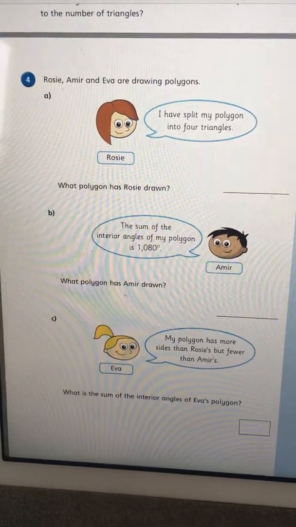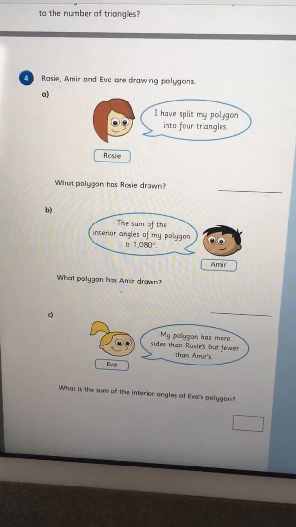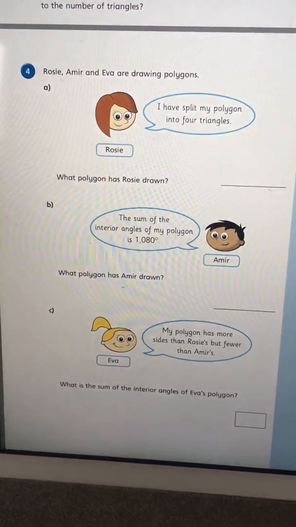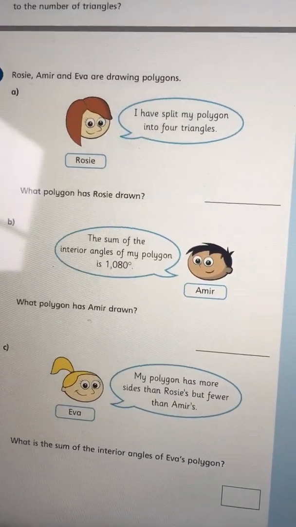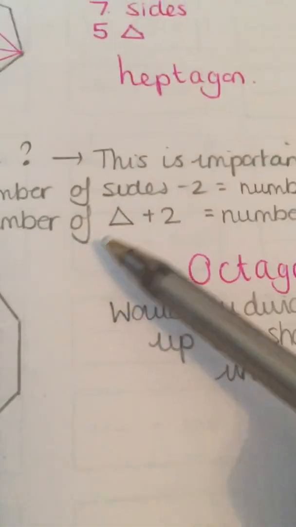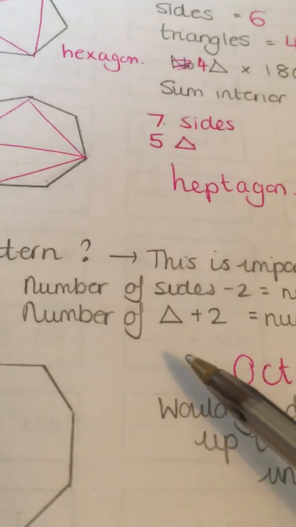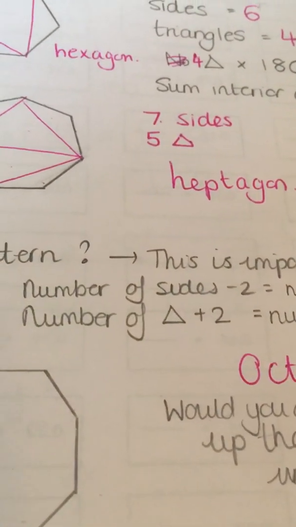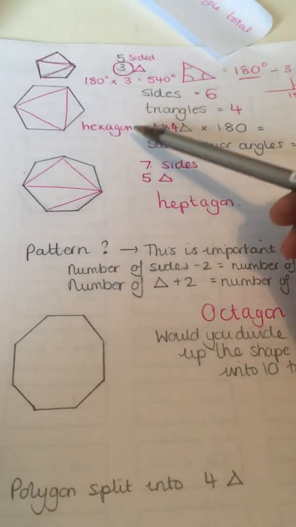So for question number 4, we've got Rosie, Amir and Eva. Rosie says she split her polygon into 4 triangles. So what polygon has she drawn? Well, if she split it into 4 triangles, let's go back to our rule. We know that the number of triangles plus 2 is the number of sides. So if she's done 4 triangles, we just add 2 to that and it gives us 6 sides.